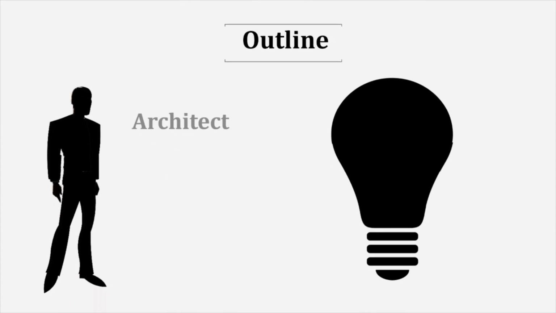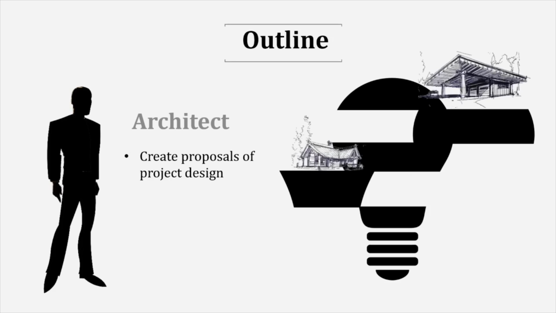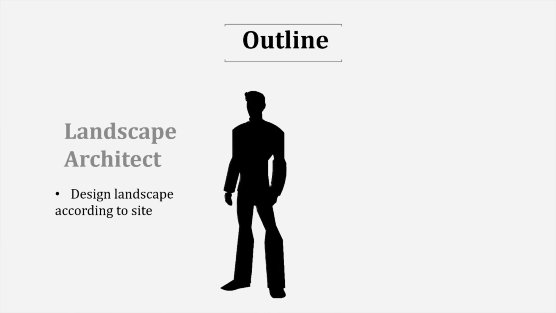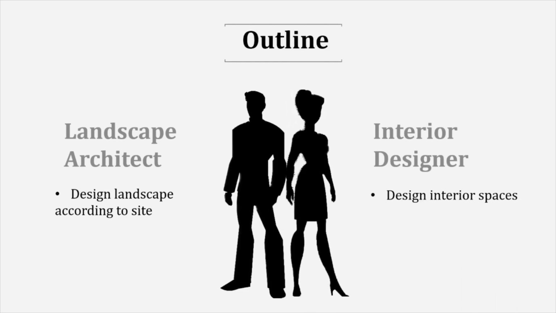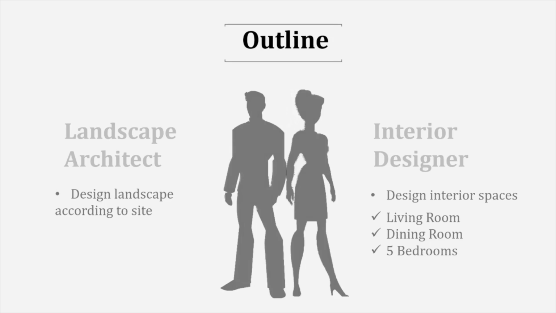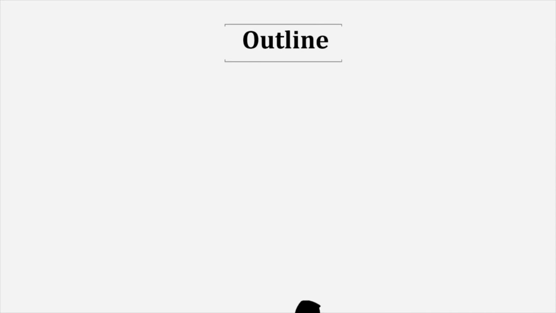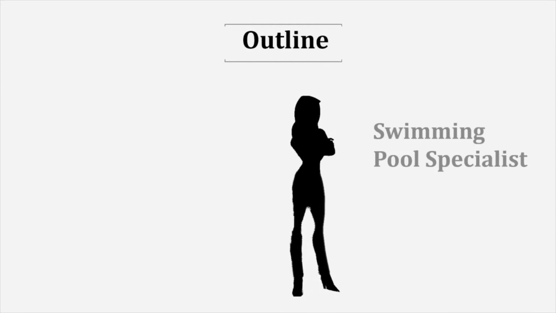The architect first provides proposals of project design for the client to approve. The landscape architect designs landscape according to site, while the interior designer designs interior spaces, which includes the living room, the dining room, as well as 5 bedrooms. Once the rough outline of the building is confirmed, the swimming pool specialist shall propose a design and integrate it into the design of the house.